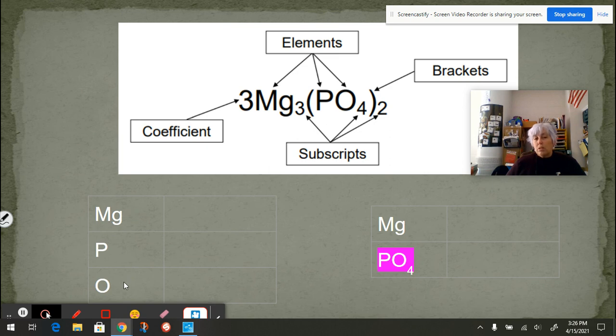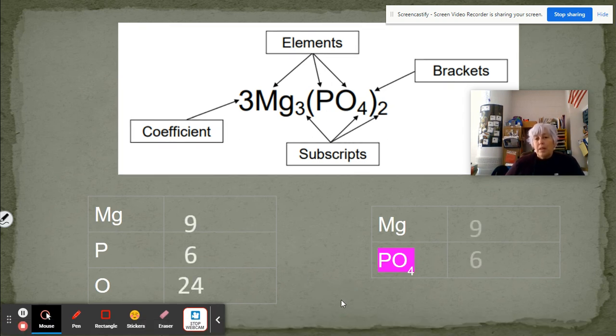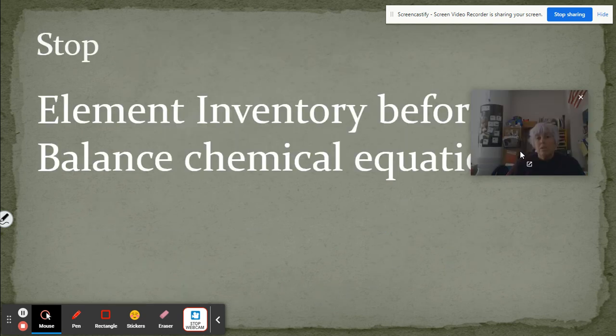Okay, so you can always break them apart, but if you only have to count up two groups of things instead of three, or sometimes it's four or five or six, that makes things a lot easier. So we'll talk about polyatomics again later so you can see the difference between how much easier it is.